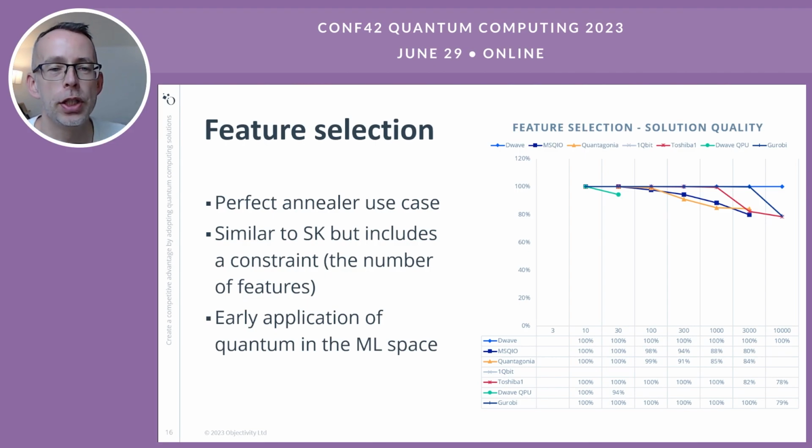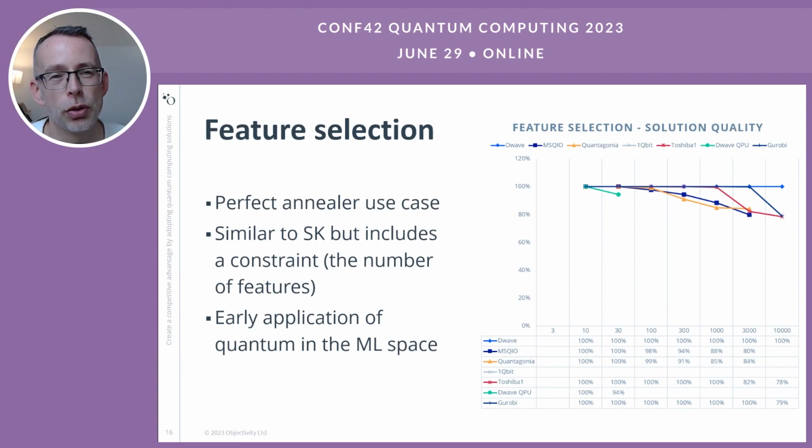The next one up, feature selection. As I said, it's actually a really practical use case, an early use case for annealers in the AI space, selecting the features to input in a machine learning system. In many ways, it's similar to SK, in that the interactions are highly dense. There is a bit more variety in the interactions, and there is a single constraint, and that constraint is the number of features that you want to use. And you can see very similar behaviors.